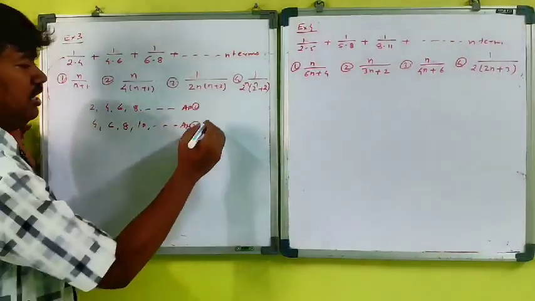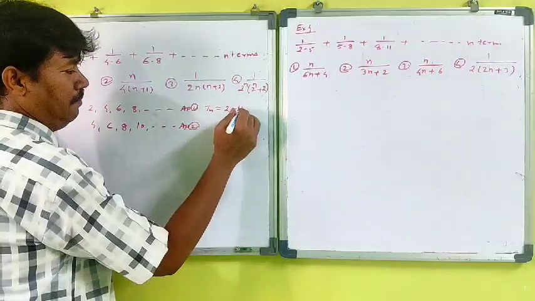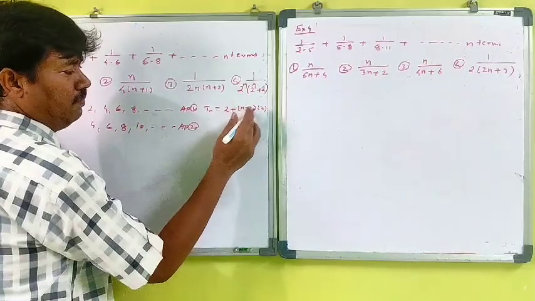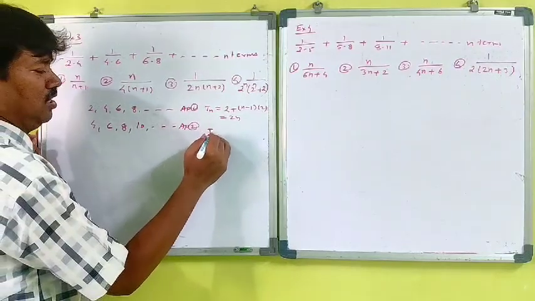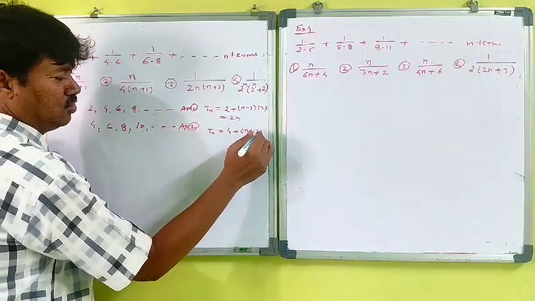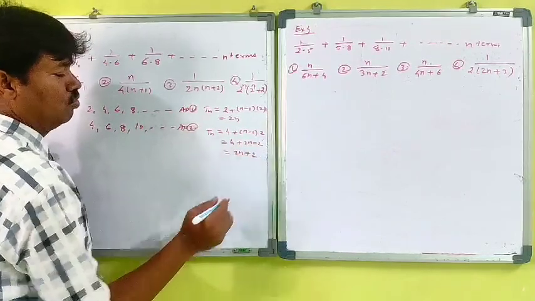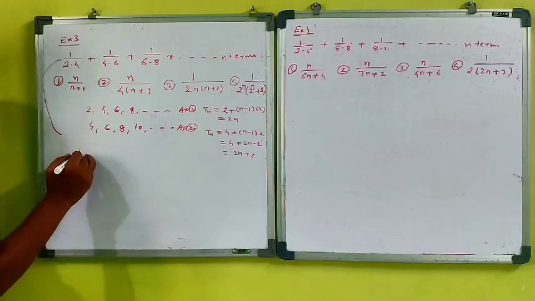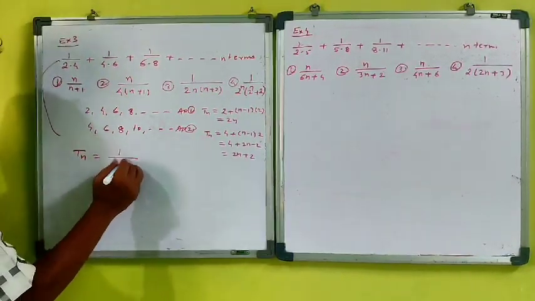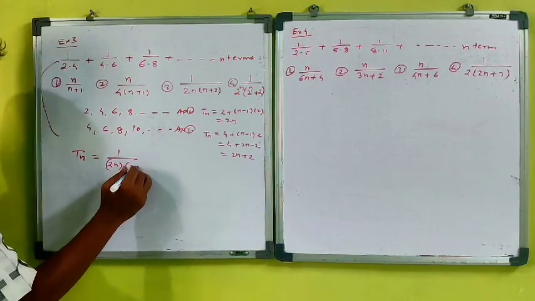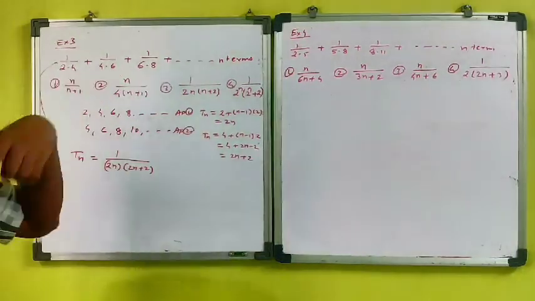By using the Tn formula, Tn is equal to A plus N minus 1 into D, so N minus 1 into 2. That is 2n minus 2, so it is 2n only. If here we use the same formula, Tn is 4 plus n minus 1 into 2, so it is 4 plus 2n minus 2, so it is 2n plus 2. That means the general term for this particular series is Tn equal to 1 upon 2n into 2n plus 2.